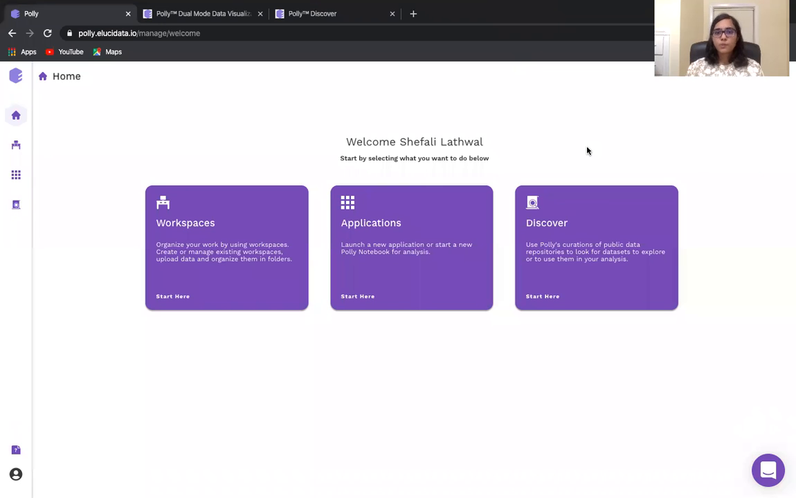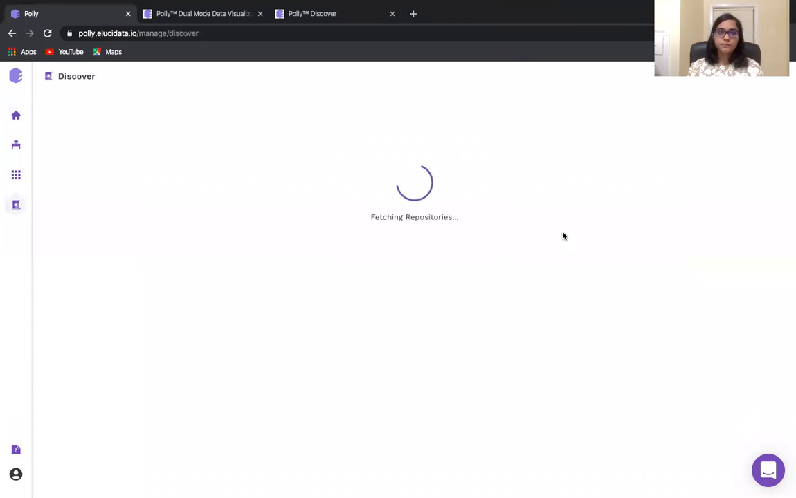When you log into Poly, this is the screen you're going to see. There are three different sections: workspaces, applications, and discover. Discover is where all of the data on Poly lives. I'm not going to talk about workspaces and applications today. We're going to jump straight into discover.